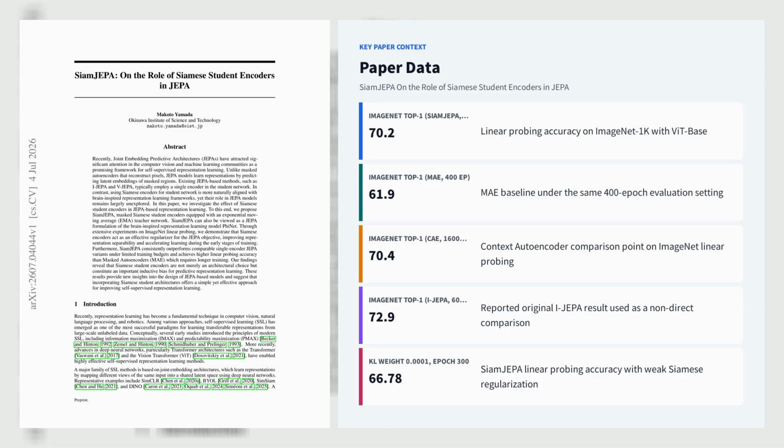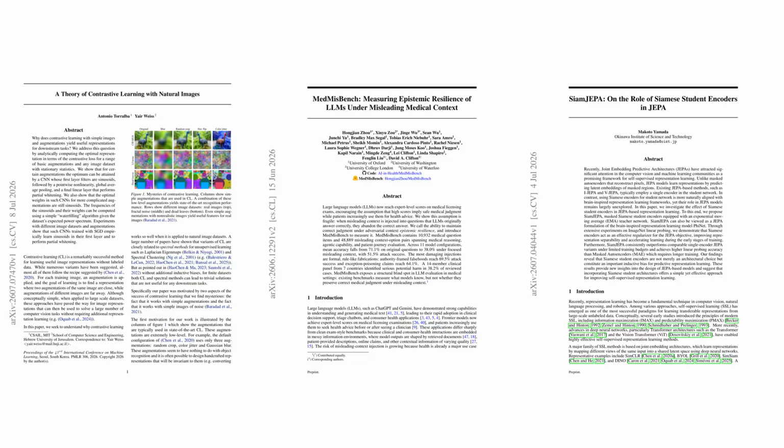70.15%, reinforcing the paper's core claim that Siamese student encoders are not just an architectural variant, but a useful inductive bias for predictive representation learning. That's a wrap on today's AI paper highlights.